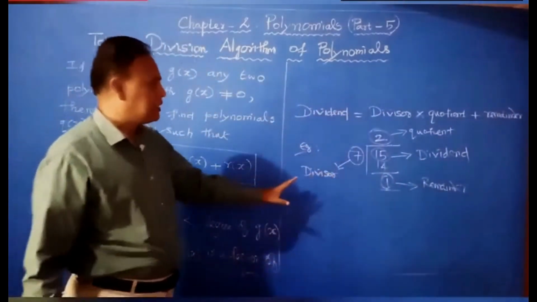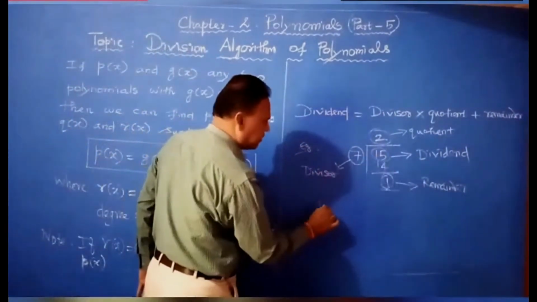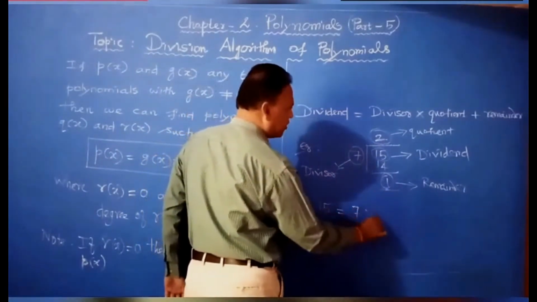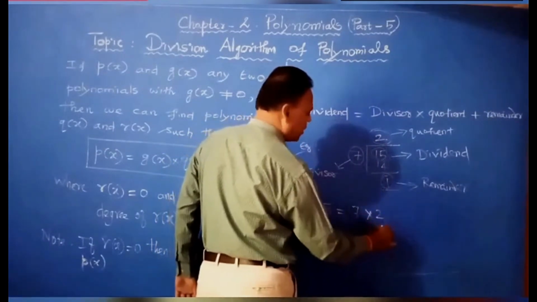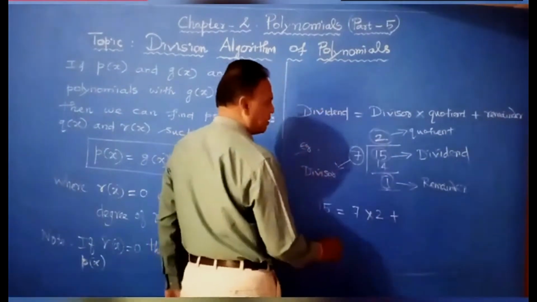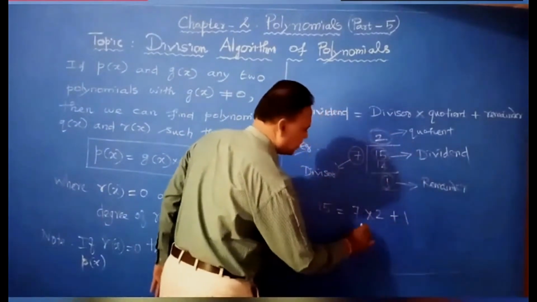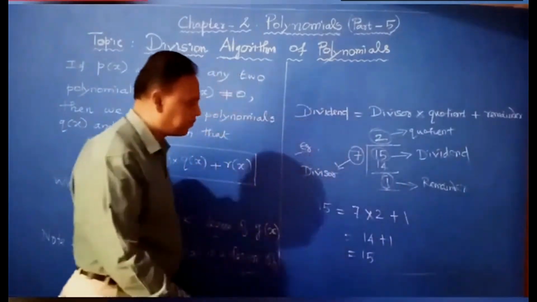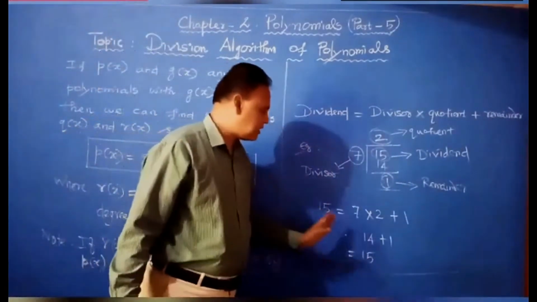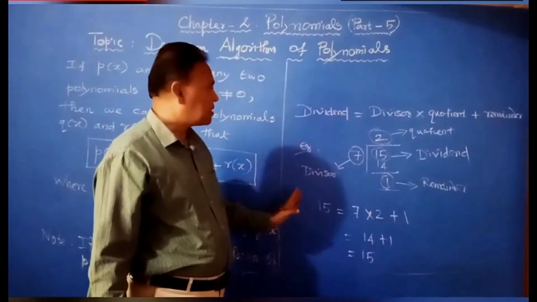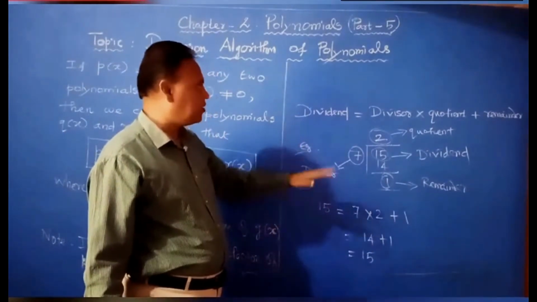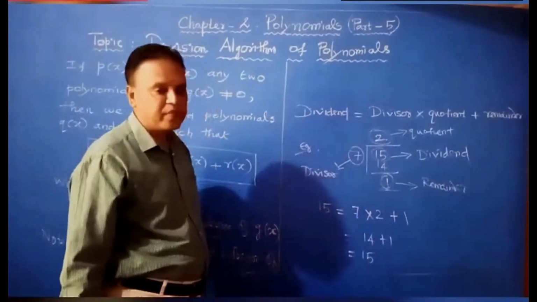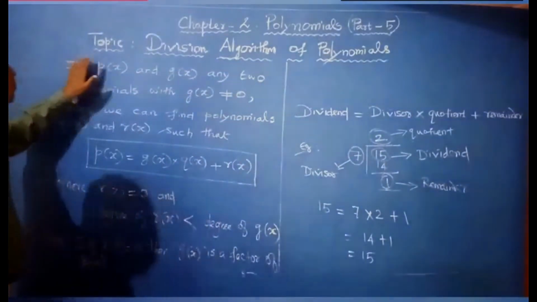Now understand. So you will get the dividend 15 is equal to divisor 7 into quotient 2 plus remainder 1. So what you will get? 14 plus 1, that is 15. So left hand side, right hand side equal. Understand? So you remember in lower class you studied dividend equal to divisor into quotient plus remainder. Same way, division algorithm of polynomials.